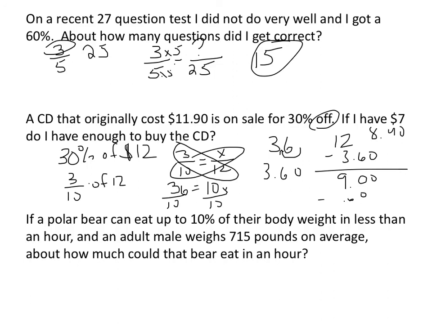Last problem, if a polar bear can eat up to 10% of their body weight in less than an hour, an adult male weighs 715 pounds on average, about how much could that bear eat in an hour? So 10% would be 1/10, and I'm just going to use 700 just to make it a little bit easier. So we're going to do 1/10 of 700 over 1, so this is going to be times 70, times 70, which gives us about 70 pounds in an hour.